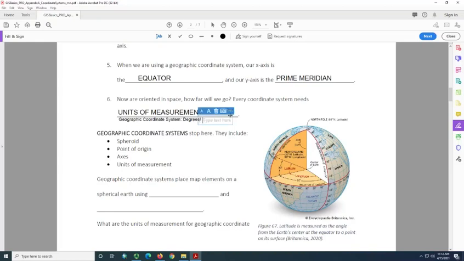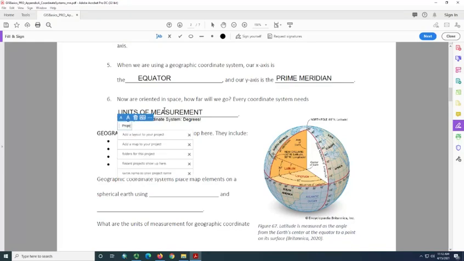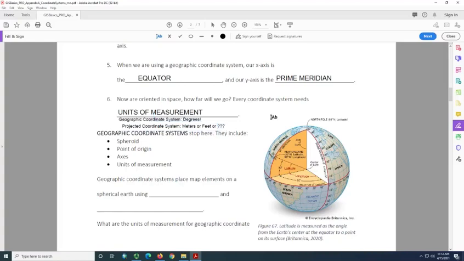But let's just briefly make sure you know that for a projected coordinate system, the measurements are going to be in either meters or feet, usually just meters or feet, honestly. But they could be other things. But generally they're meters or feet.